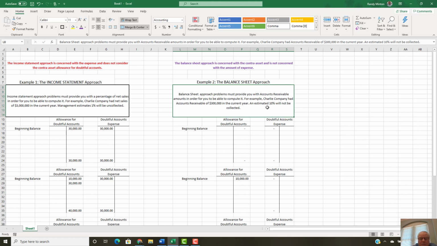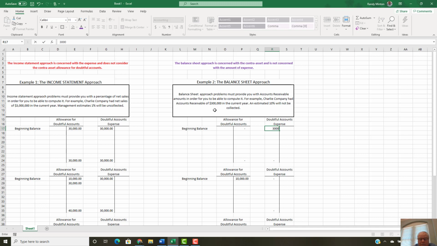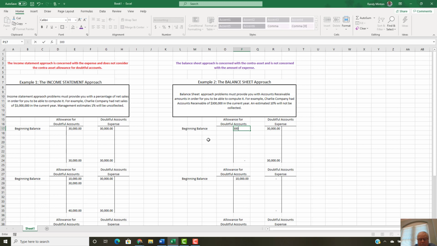Okay, so in this case, we say that Charlie Company had accounts receivable, and that's what they have to give you if it's a balance sheet approach. They have to give you accounts receivable. Now, they might throw in net sales in there, but then they will tell you that the estimated amount is on accounts receivable. So in this case, we estimated 10% will not be collected on accounts receivable. And so in this case, 10% of 300,000 is 30,000. And the allowance for doubtful accounts will be 30,000.